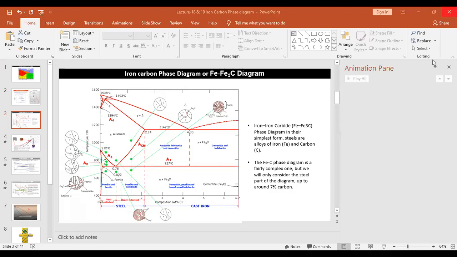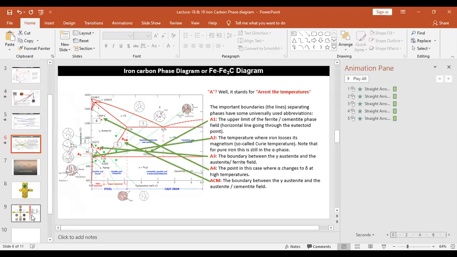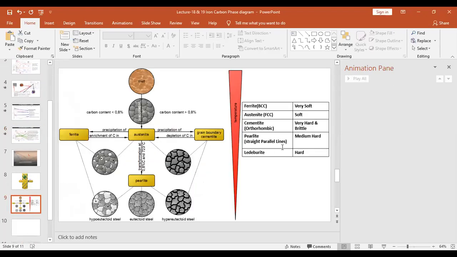Okay, only one topic is pending in the second unit. Tomorrow I will discuss it. Sir, is the ledeburite structure harder compared to pearlite? Yes. See, there is already a table column given to you. The ledeburite structure is hard as compared to ferrite and austenite.